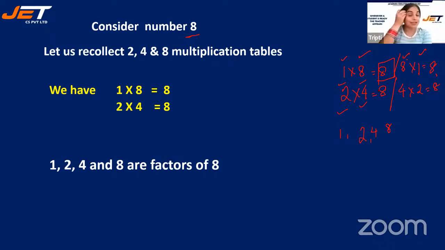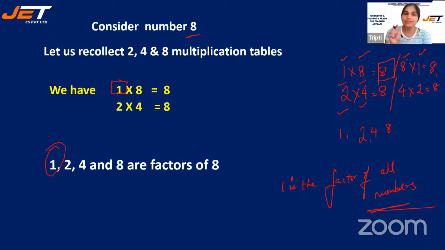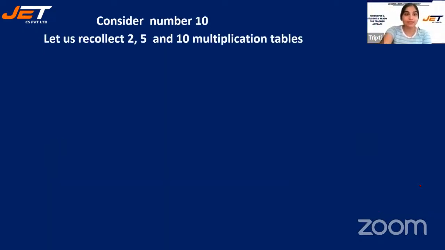And children, by now, you must have observed that you can see 1 in all the numbers, right? In all the tables, if I talk about the list of factors, 1 is there. 1 is the factor of all the numbers. No matter if a number is big or a number is small, 1 is the factor of all numbers. Right? Next, over here, we need to find the factors of 10.